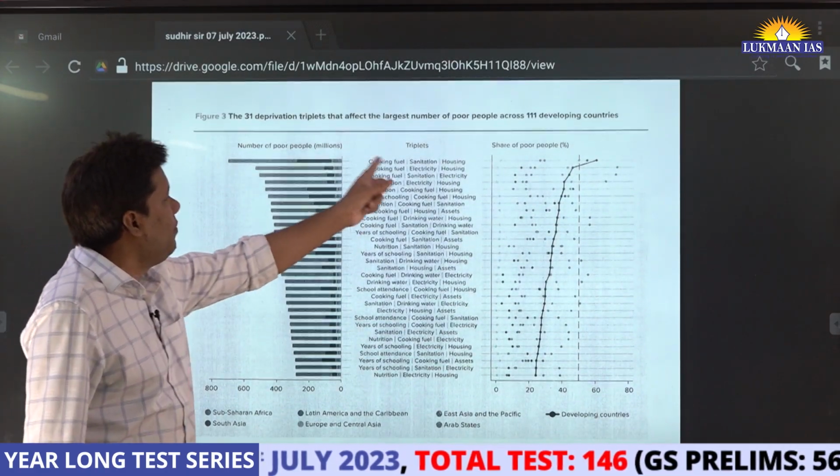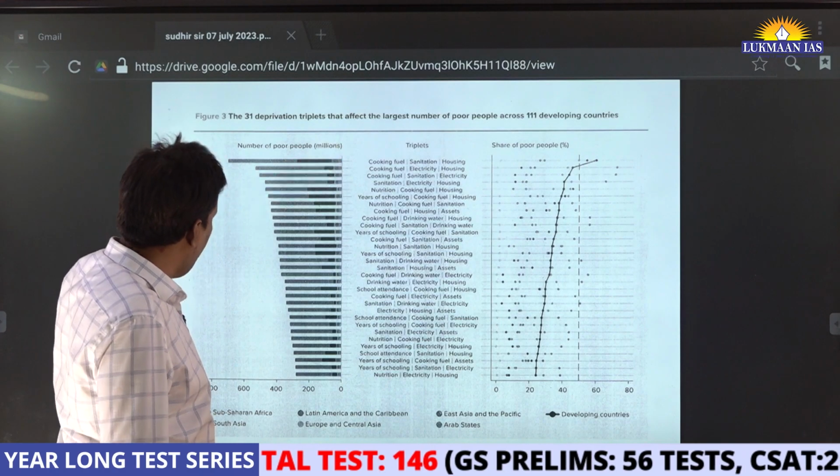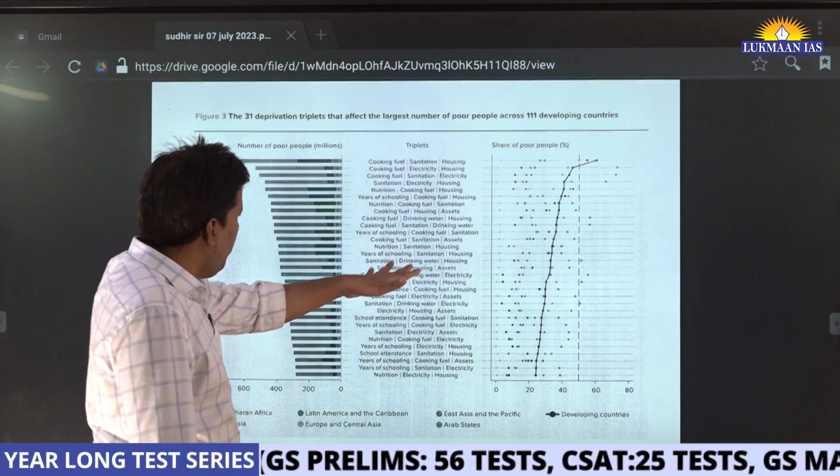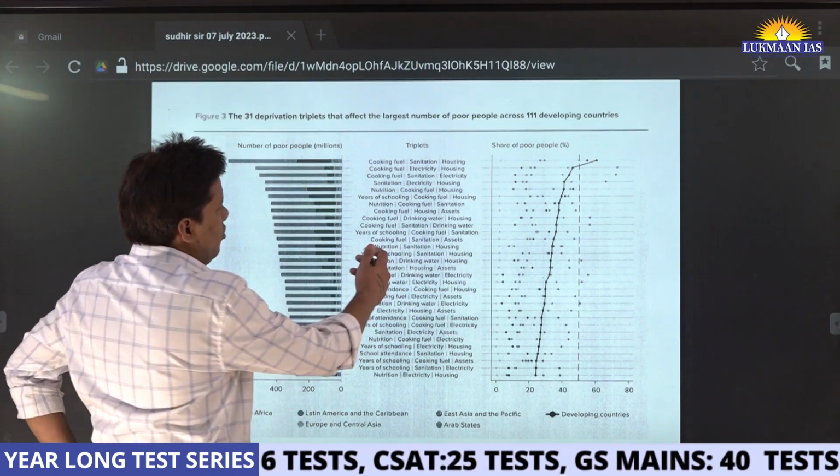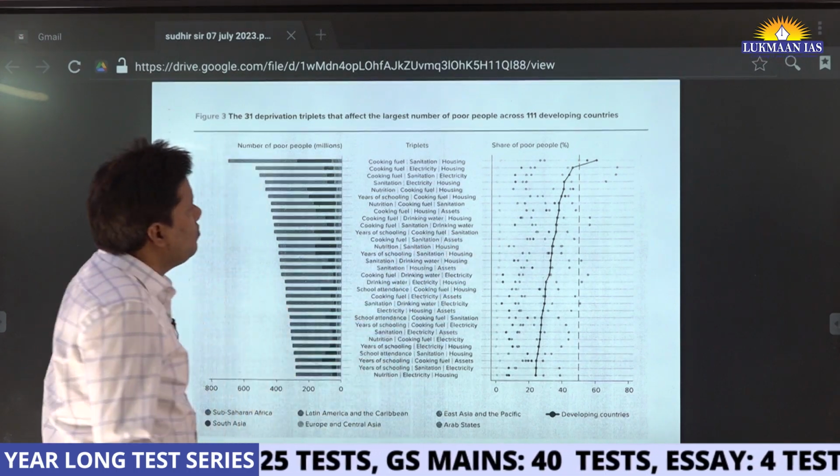So these are the different triplets. Can you see? I think there are a total of 36 triplets. So people can have different types of deprivation: cooking fuel, sanitation, assets. Okay.